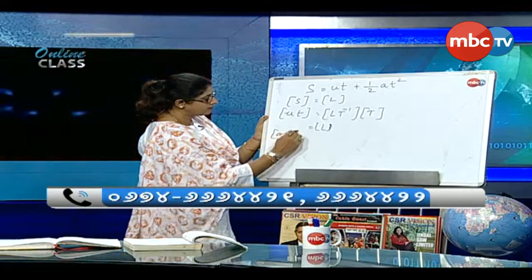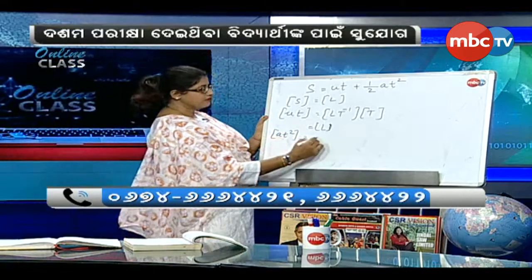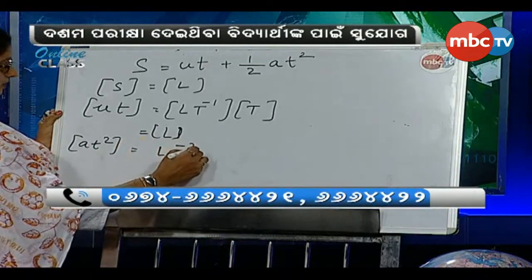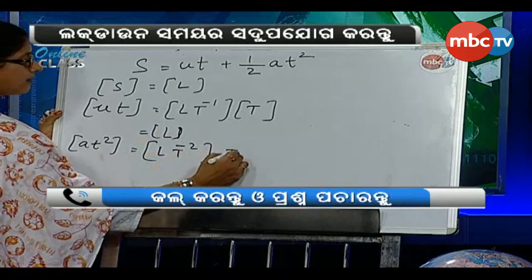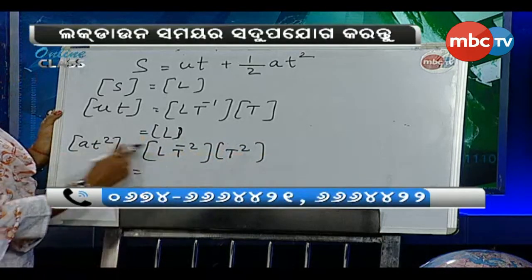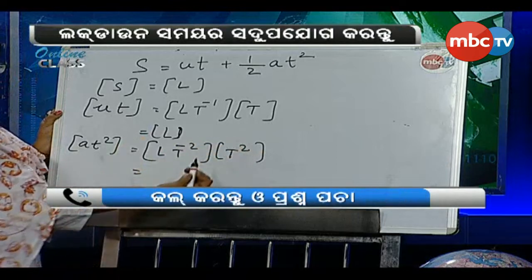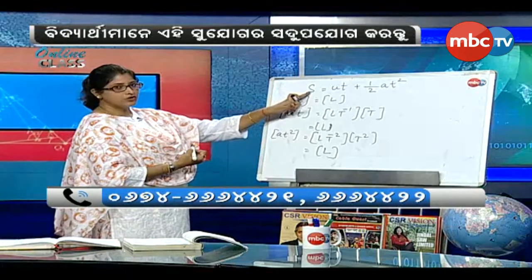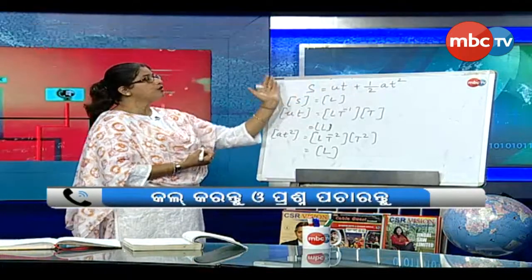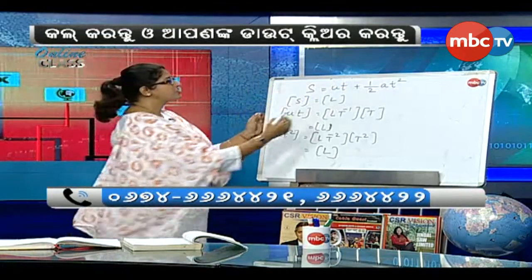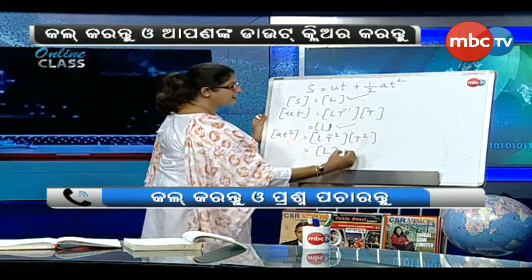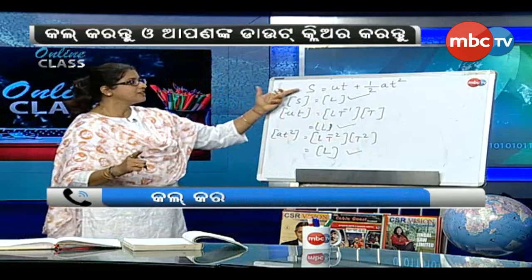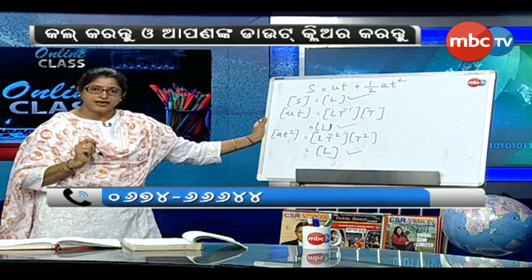Then at square, acceleration. So what is the acceleration? It's LT minus 2, and t square means T squared, so minus 2 gets cancelled. So simply L. Now see, LHS one term was there, RHS two terms were there. The dimension of each term is equal: L, L, L. So now we can say that yes, this given physical equation is dimensionally correct.